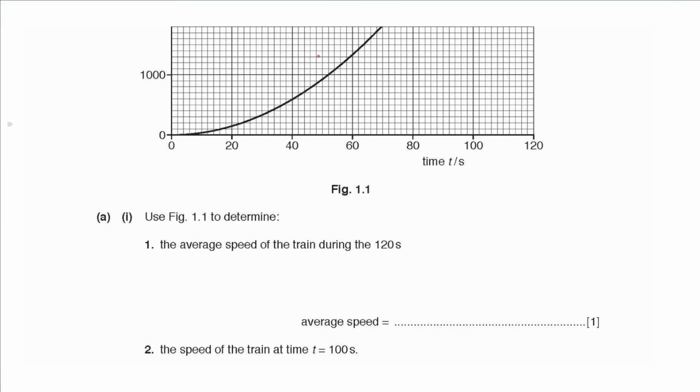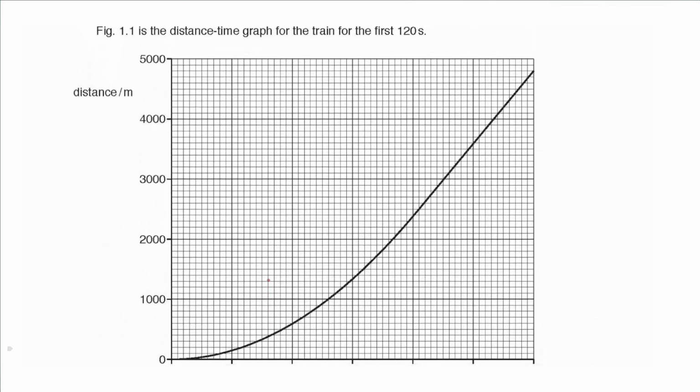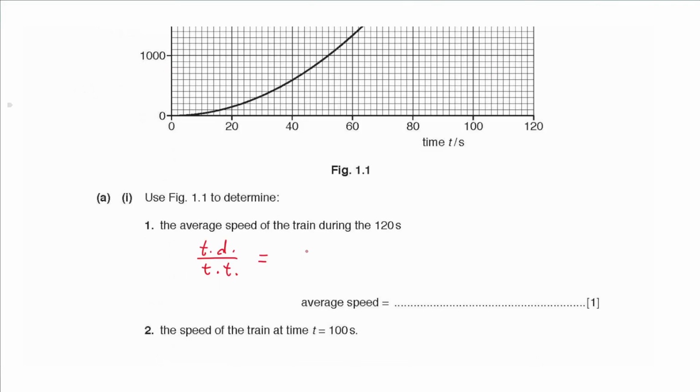Part (a)(i) says use figure 1.1 to determine first the average speed of the train during the 120 seconds. So this is total distance divided by total time, and we have the total distance at the top of the line here. This is at 4,800 meters. So the distance is 4,800 and the time is 120. That gives an answer of 40 meters per second.